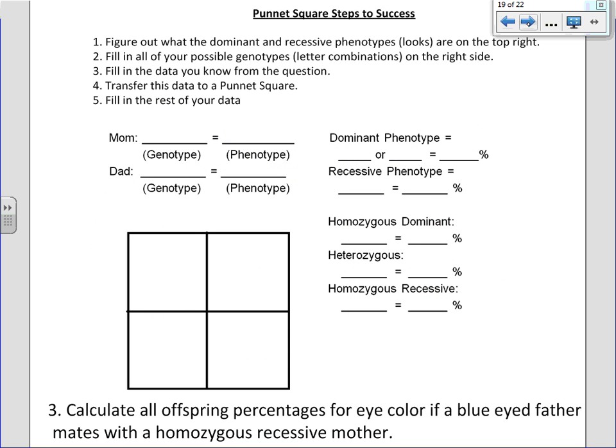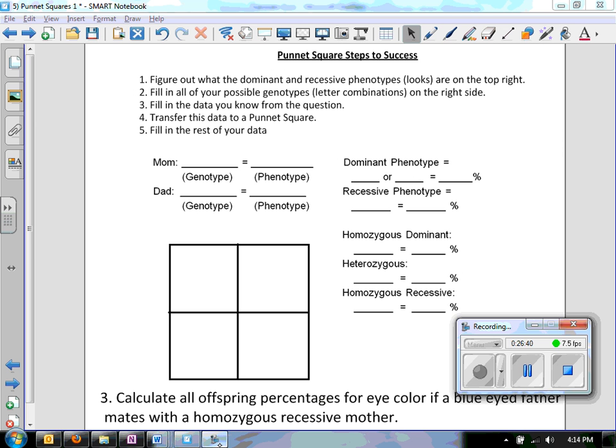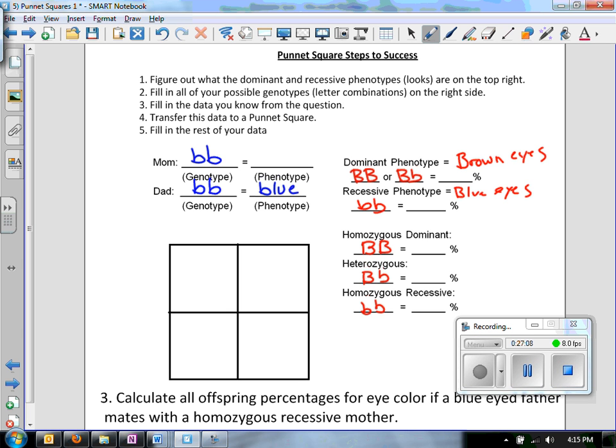All right, now try this one completely on your own. You should pause the video now, complete the problem, and when you're done, press play. In this case, the question should get you to here. You'll notice that your mom is given the genotype, little b, little b, she's homozygous recessive, whereas dad is actually given the phenotype, blue eyes. Since dad has blue eyes, you know he must be little b, little b, and since mom's little b, little b, you know she must have blue eyes.